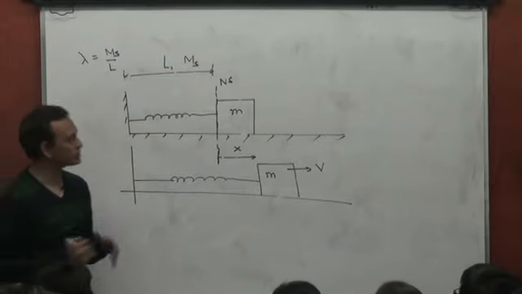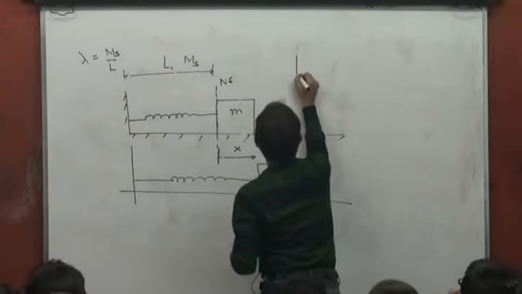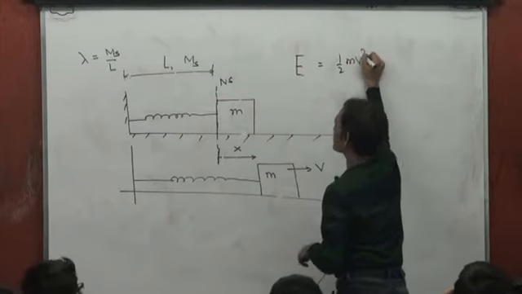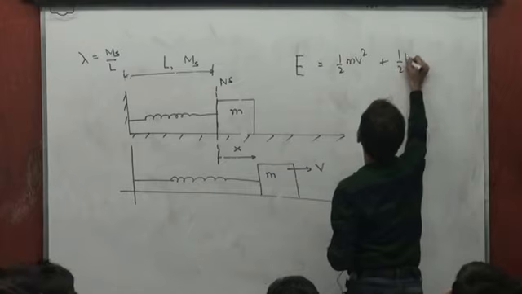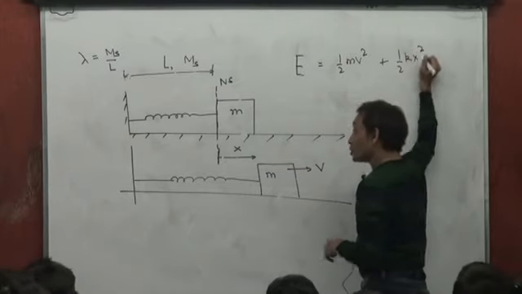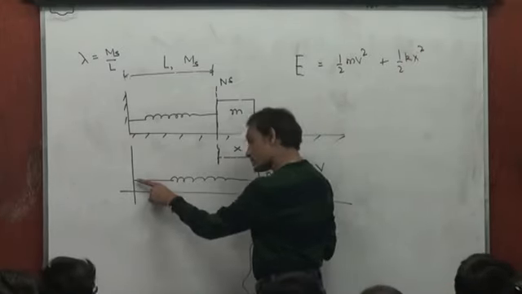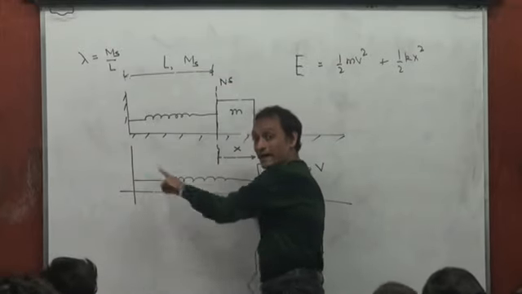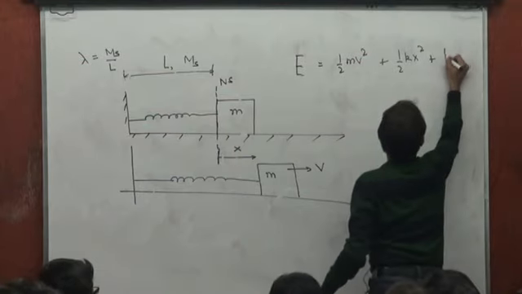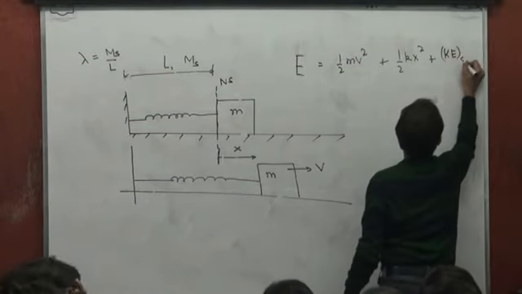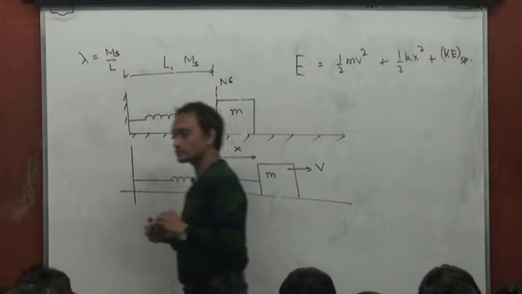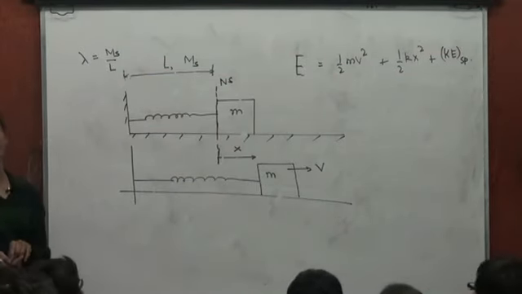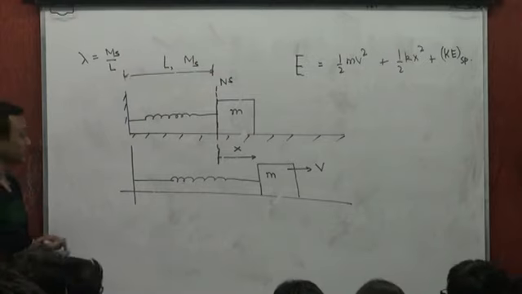An intermediate equation. E, kinetic energy of the mass, elastic potential energy of the spring. Now the spring has mass, so it has kinetic energy. So there is kinetic energy of the spring too. Yes or no? The only task ahead of us is to be able to find the kinetic energy of the spring, right?